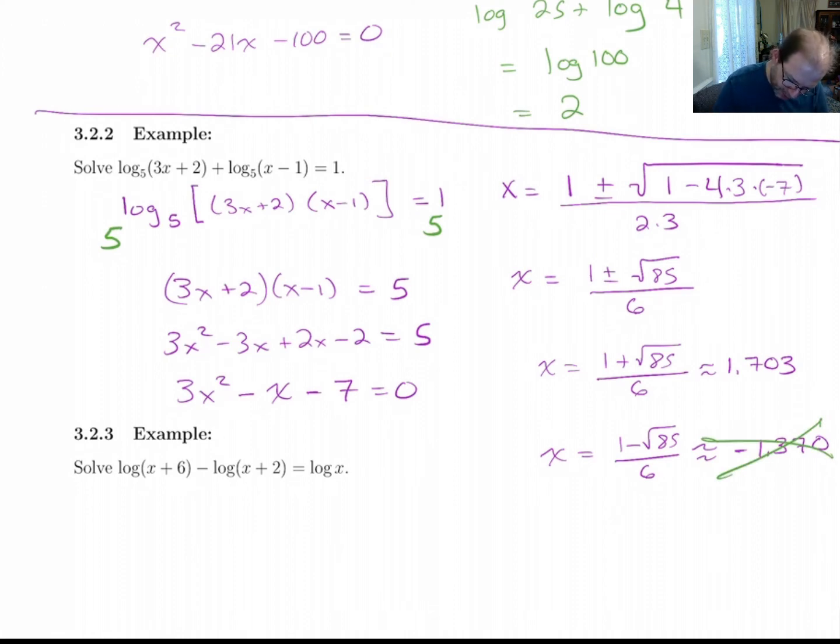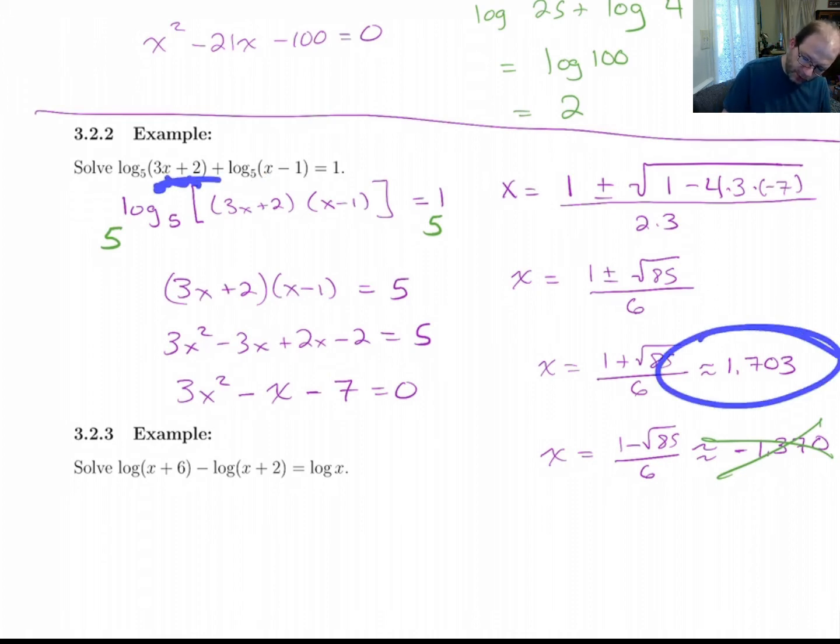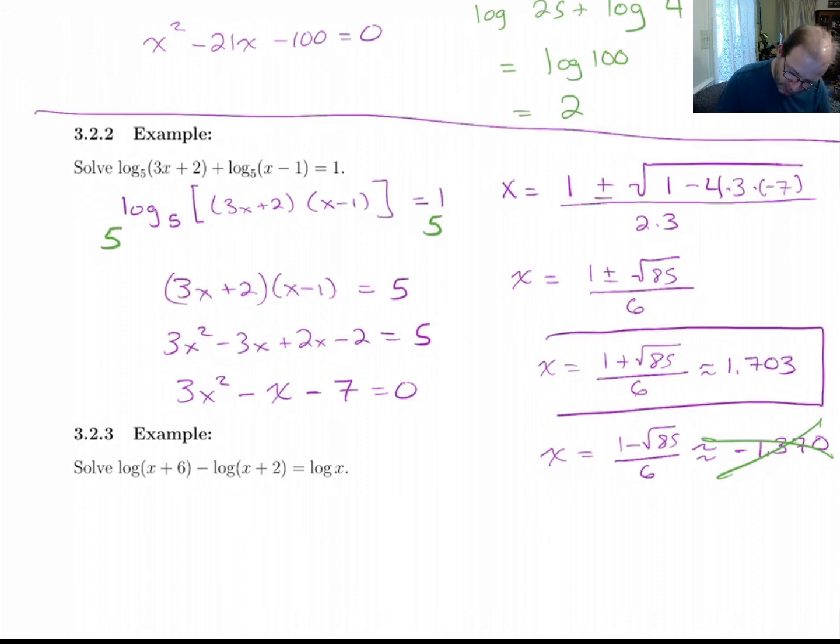I say that because if you plug it into here, it's bigger than 1, so this is going to be positive, and this is 3 times a positive number plus 2. So this one's good. So that is our only solution. I'm going to circle this whole box here because that's the exact value and a decimal approximation.